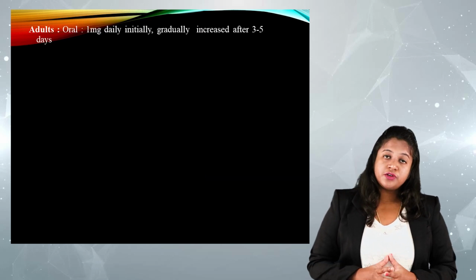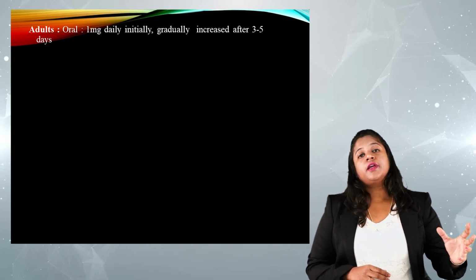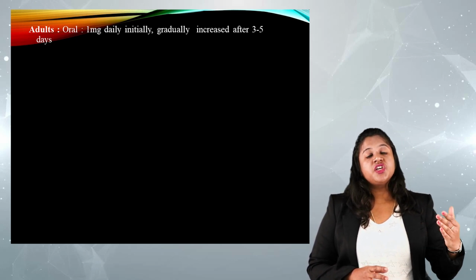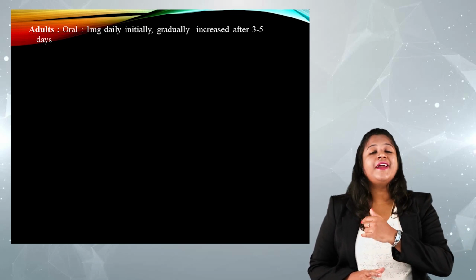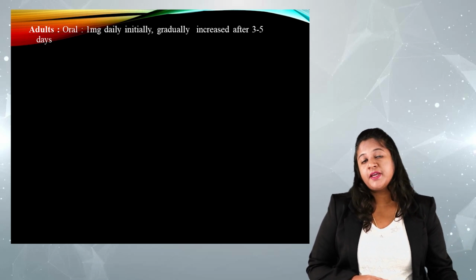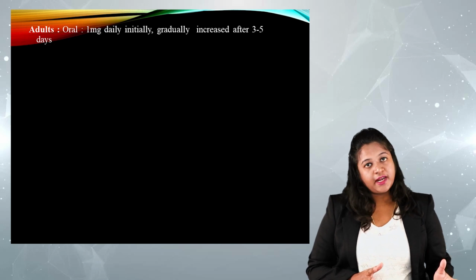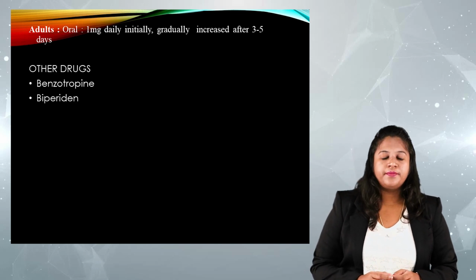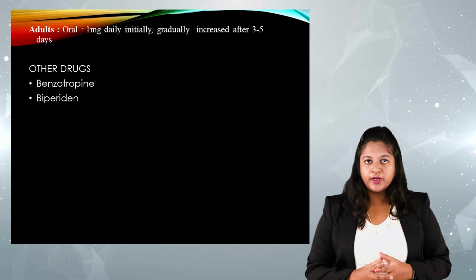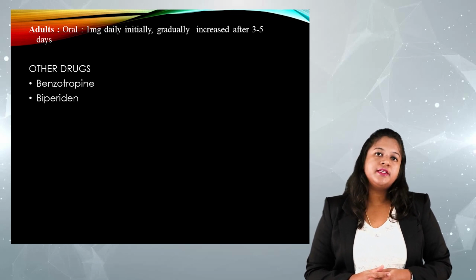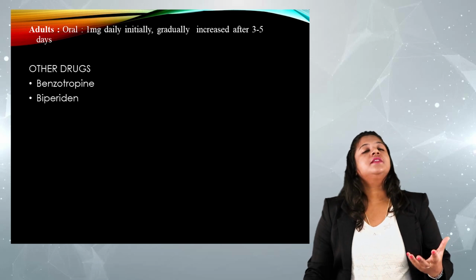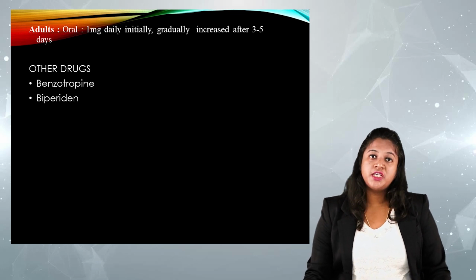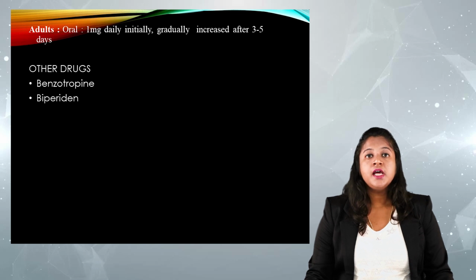Moving on to the dosage of the drug in case of adults, it is used orally. Initially, we start off with 1 mg per day. Later on, after 3 to 5 days, the dosage may be increased based on the condition of the client. We also use other drugs in these conditions. So one is piperidine as well as benztropine. Okay, so these are the drugs which are used in the treatment of extrapyramidal symptoms.